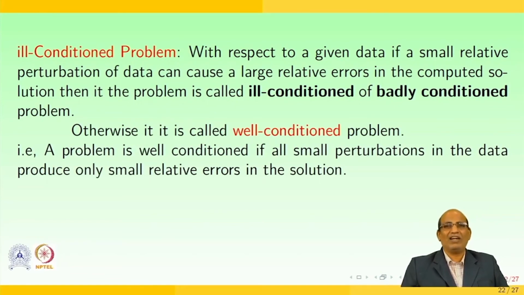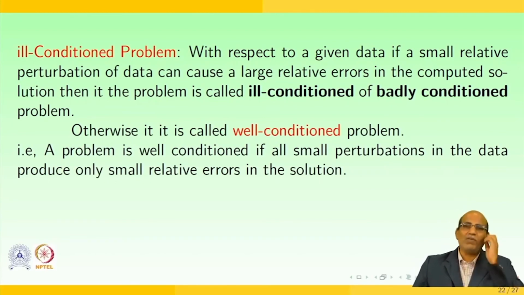So essentially, what is an ill-conditioned system? An ill-conditioned system is one where a small relative perturbation of data can cause a large relative error in the computed solution, then it is called an ill-conditioned system. Ill-conditioned systems we also call badly conditioned systems. Otherwise, the system is said to be well-conditioned. So if the problem is well-conditioned, there is not much to do.